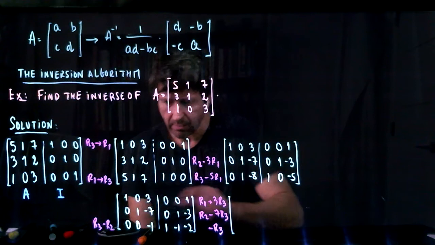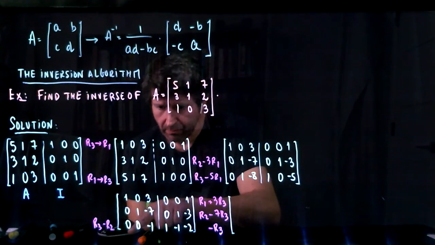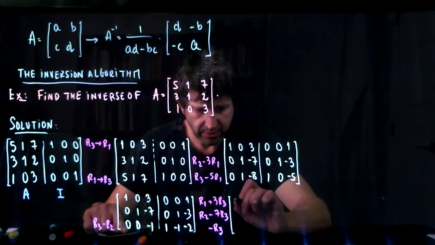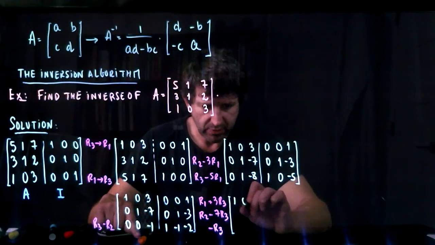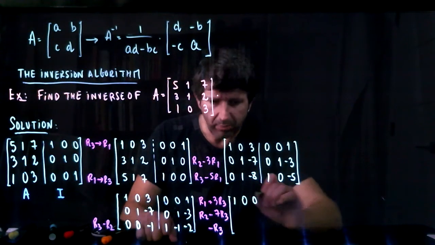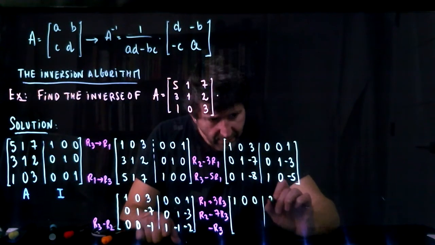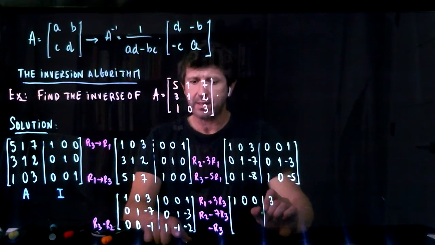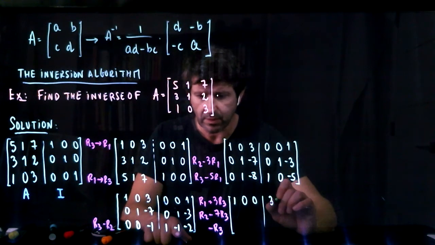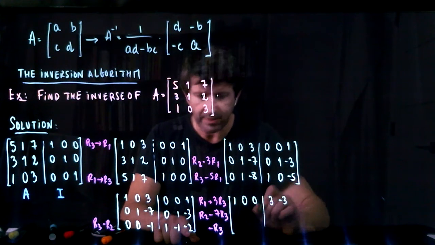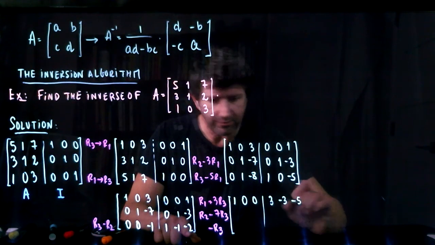So row 1 plus 3, row 3. So let's go. 1 plus 0. Okay, so this is 1. 0 plus 0 is 0. And 3 minus 3 is 0. Then 0 plus 3, that's 3. 0 minus 3 is negative 3. And 1 minus 6 is negative 5.